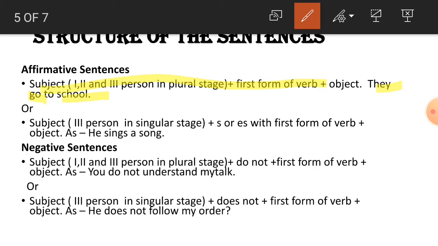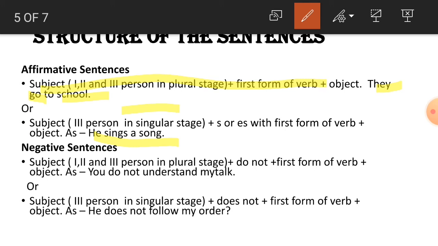Or, subject plus first form of verb. Second, we can also use s or es, but it depends on the subject. Here in brackets you can see third person singular. If our subject is third person singular, we have to use the first form of verb with s or es plus object, like he sings a song. Sings, I have added s with sing because the subject of this sentence is he.